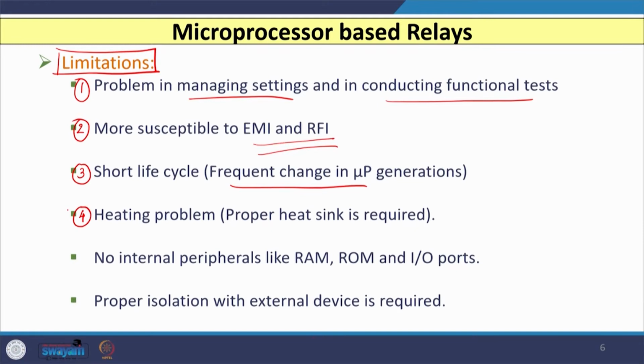The fourth limitation of microprocessor based relay is that it has a heating problem, and to avoid the short circuit, we need a proper heat sink when we use such type of relay. Another disadvantage of this relay is that it does not have any peripherals like RAM, ROM or any input output ports. And last but not the least, this relay needs proper isolation with external devices, that is a must when you use such type of relay.